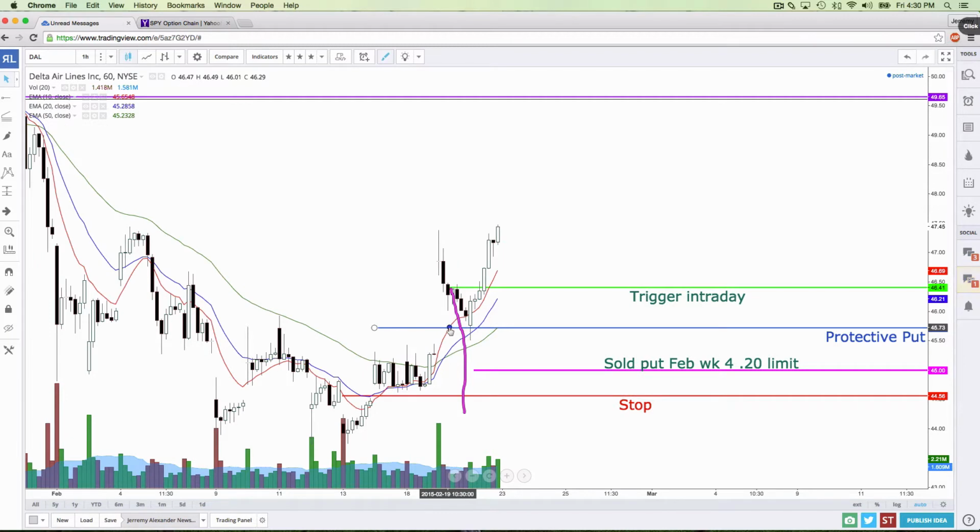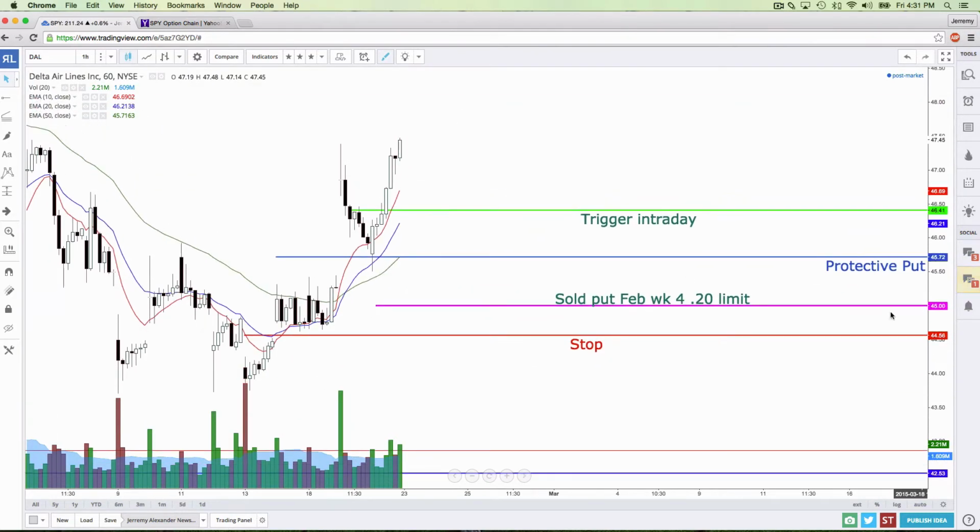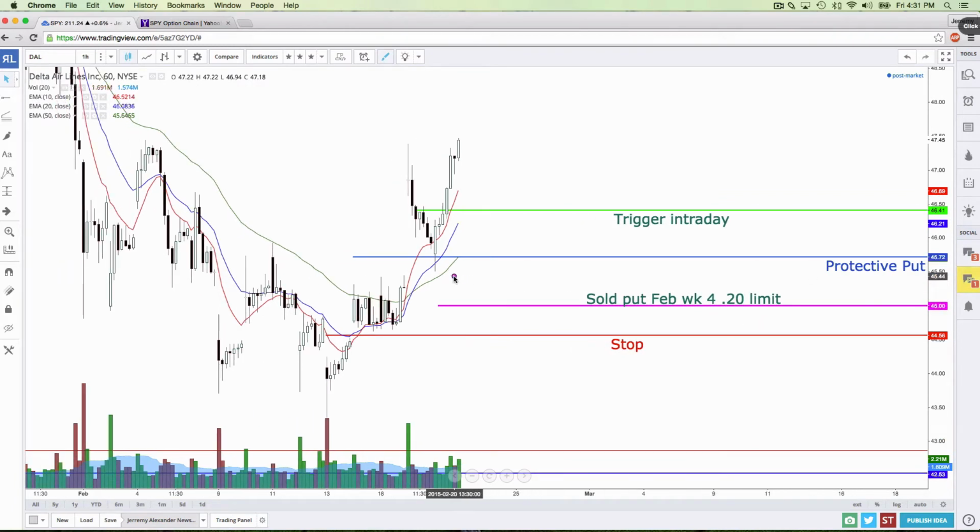Now, granted, it actually had not come down and bounced off the moving averages yet, which is really kind of what you want, but it did not do that. Doesn't really matter. I had a bullish entry at 46.41. We got triggered in. Stock came down a little bit farther, and this was my exact setup at the time. I had a protective put in the middle of the gap at 45.72, and I had a stop down at 44.56.